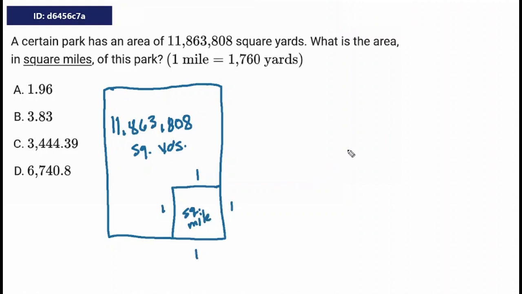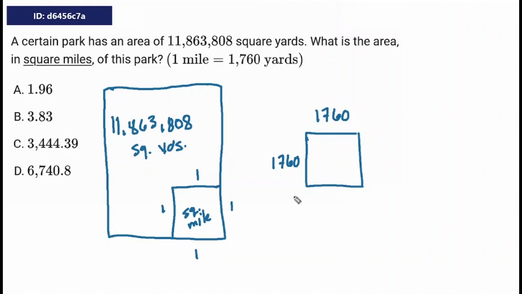But I want this square mile to be in yards. So how do I find out what a square mile is in yards? This is 1 mile. 1 mile is how many yards? 1,760. This is 1 mile. How many is it in yards? 1,760. Now I can find the area of this figure in square yards.